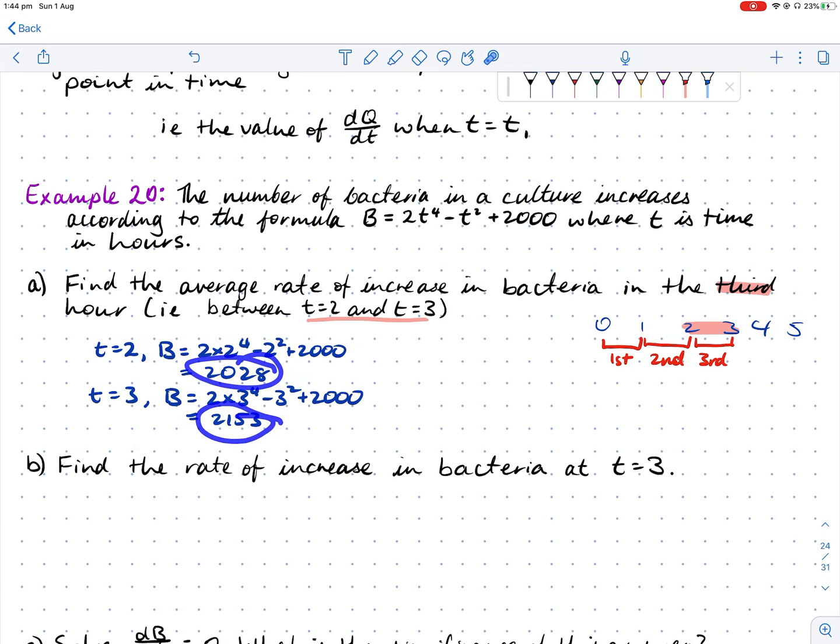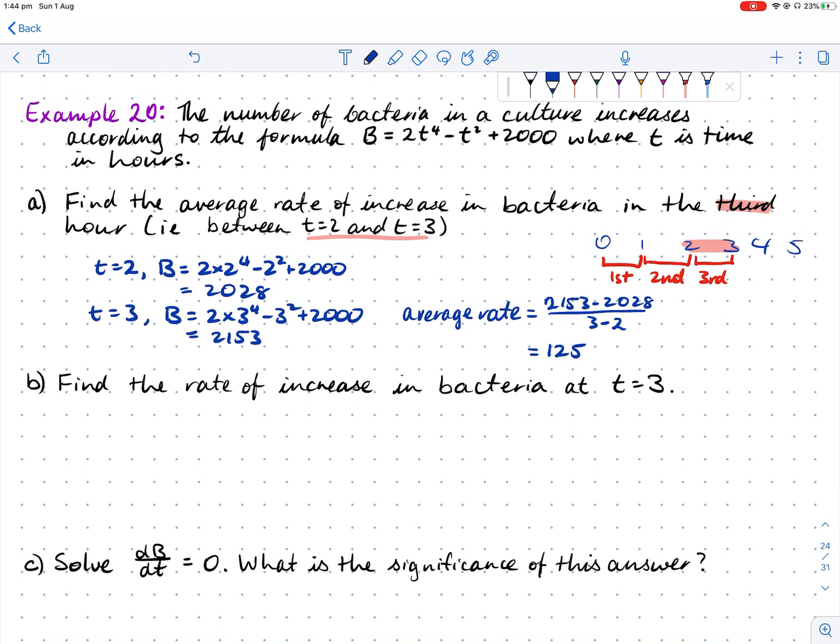Okay, the rise is going to be the difference between those two numbers, and the run values are going to be the difference between these two. So the average rate is going to be 2153 minus 2028 over 3 minus 2. So 3 minus 2 is just 1, so we just need to work out the difference in the first two numbers, and that's 125. So over that third hour, the average rate, we've increased by 125 bacteria in that hour.